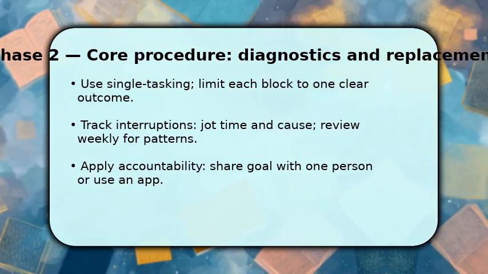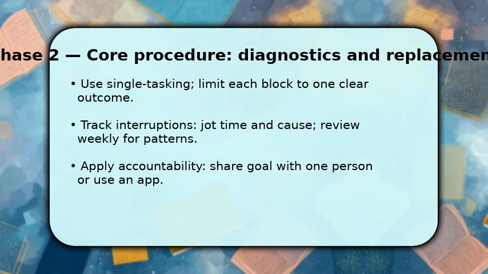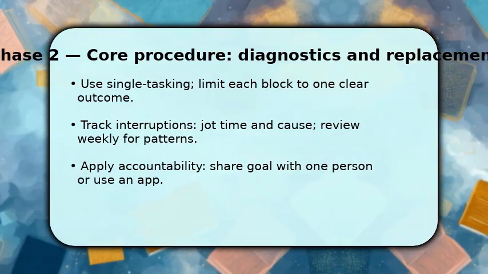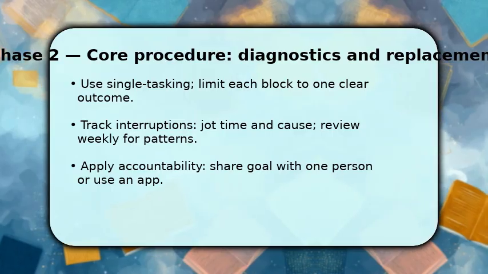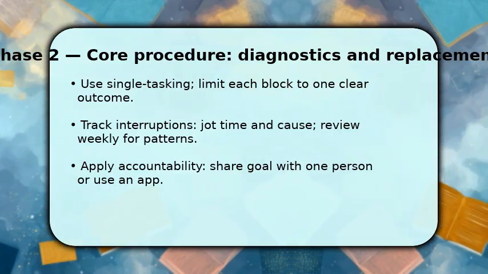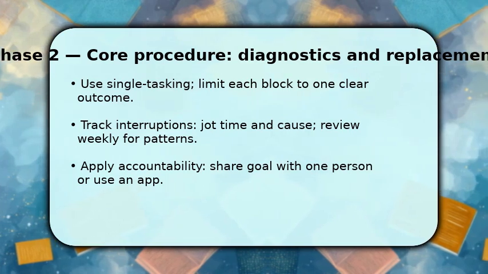Once done with a block, review progress briefly, adjust the next block, and use an accountability partner or an app to report results. Social commitment raises follow-through. Make sure to vary task difficulty so energy matches the work.